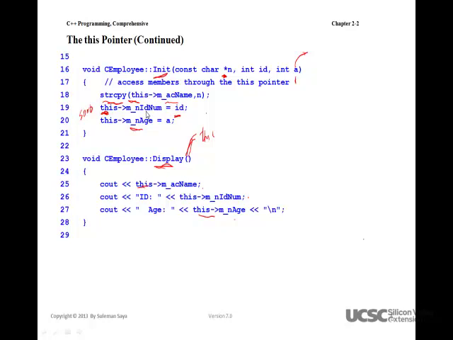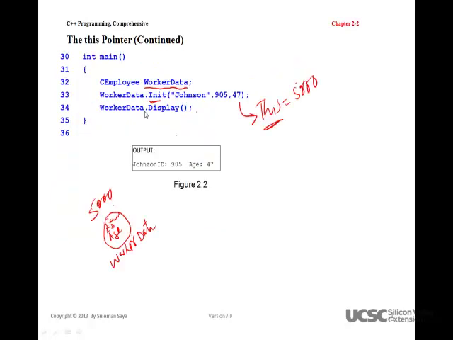Okay, so I hope you understand now how this pointer is holding the address of an object which made the call to the particular function. In this case, init was called. If I would have a W2 object, for example, let's say I create another W2 object, so this is the worker data object, then it will have the same data members: name, ID, and the age. These three things are going to be there.